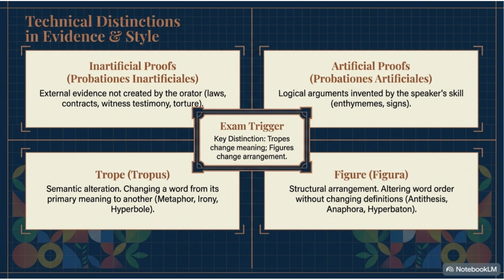Part 3. Trope. Now we move from evidence to style. The first stylistic term is trope, or tropus. The slide defines it as semantic alteration. That simply means changing the meaning of words. The word itself remains the same, but its meaning changes. The slide gives 3 examples. Metaphor, irony, hyperbole. Let us understand each one.